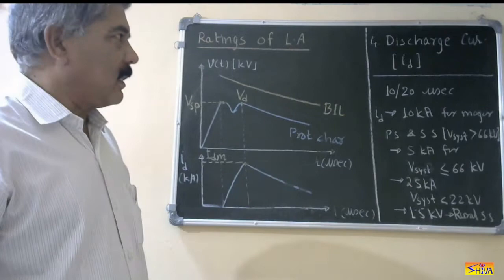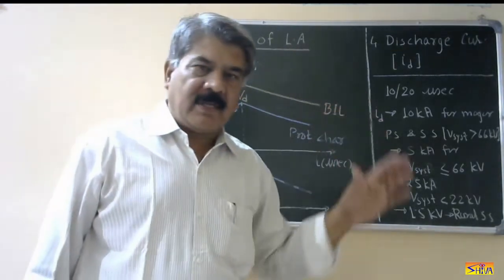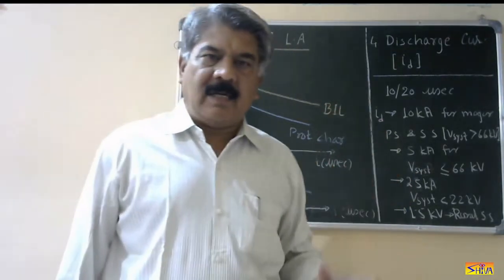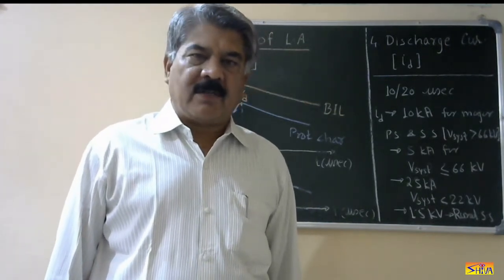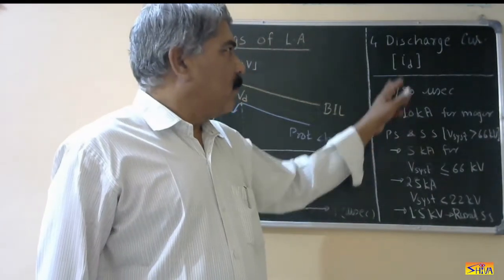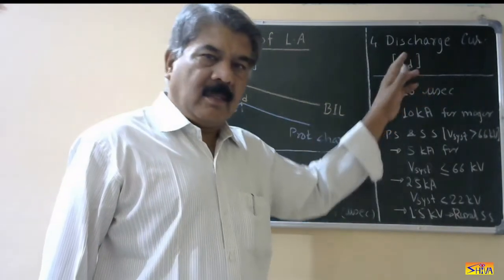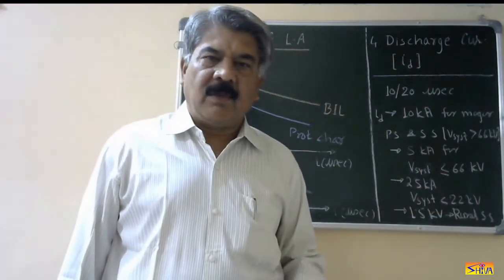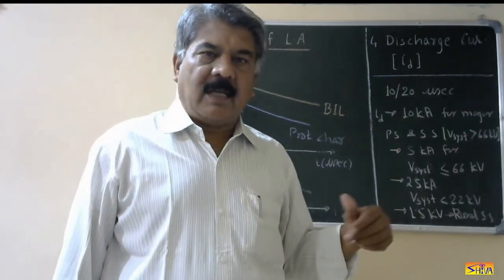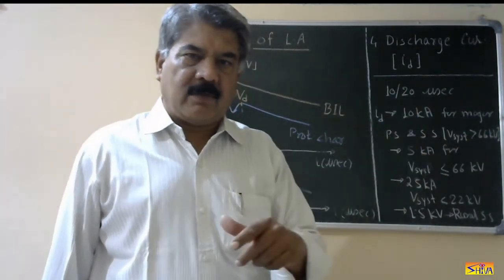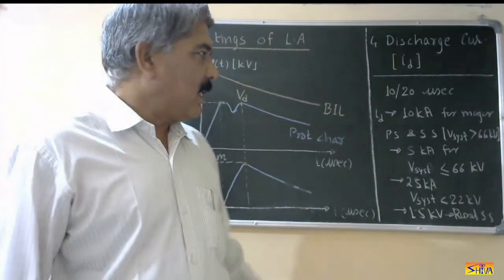Definition is it is the current which flows through the lightning arrestor when it sparks over. And to find the rating of this discharge current, we select the waveform of 10 by 20 microsecond. 10 microsecond rise time and 20 microsecond decay time or tail time.